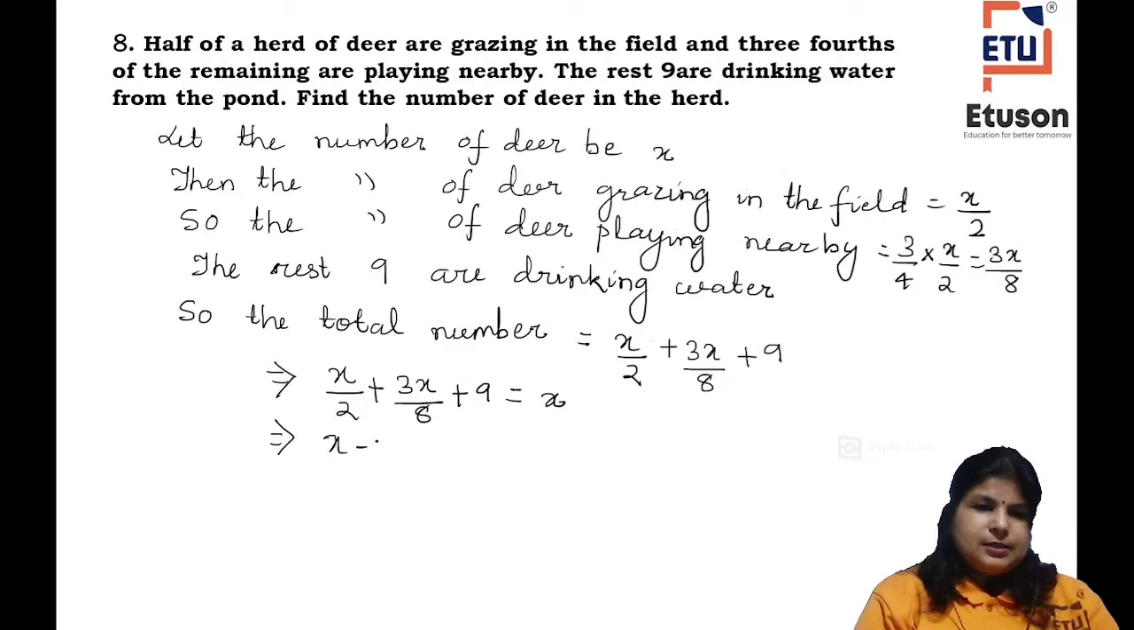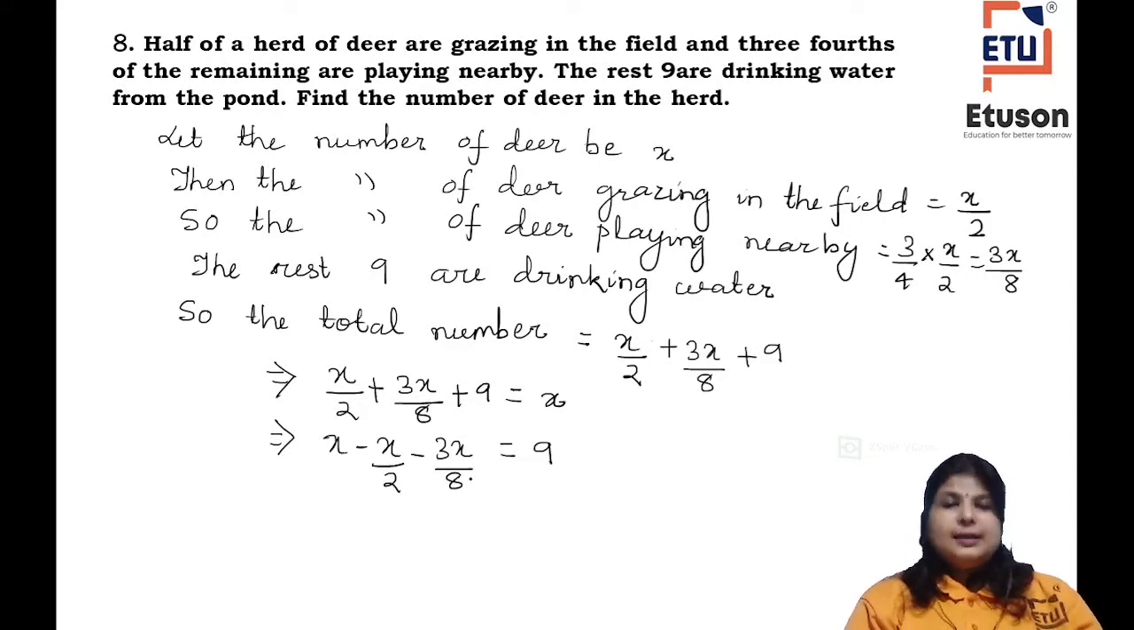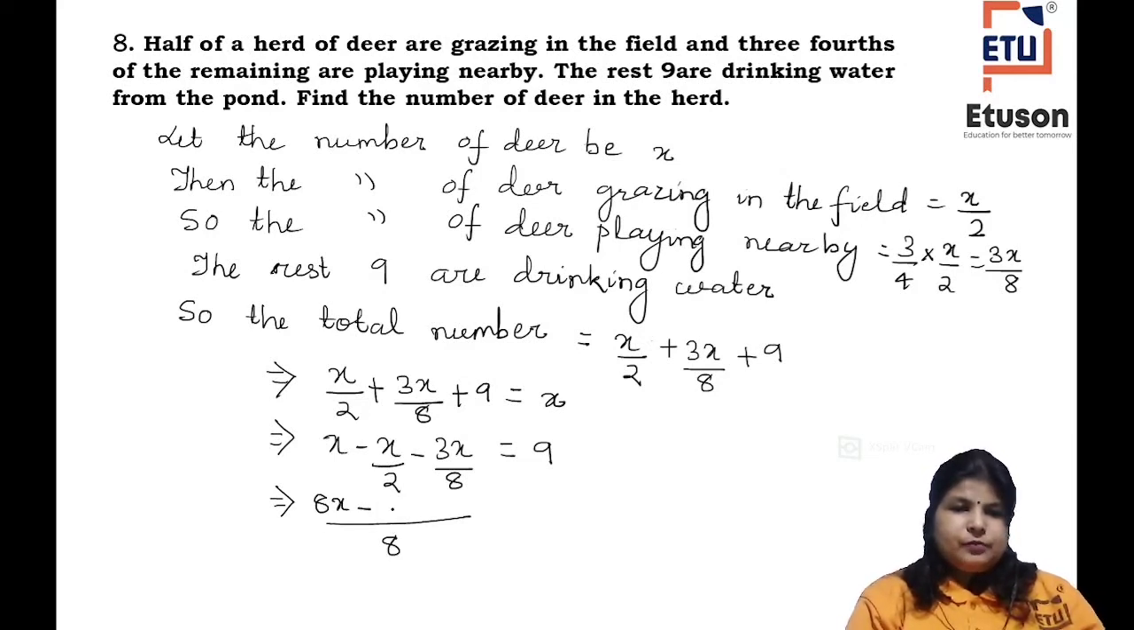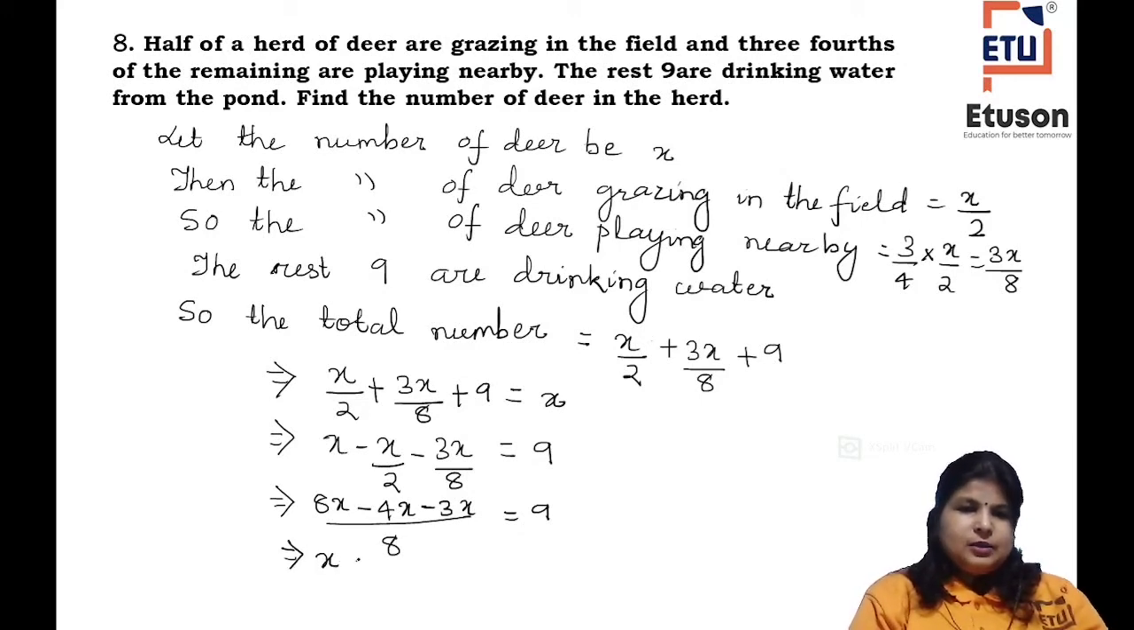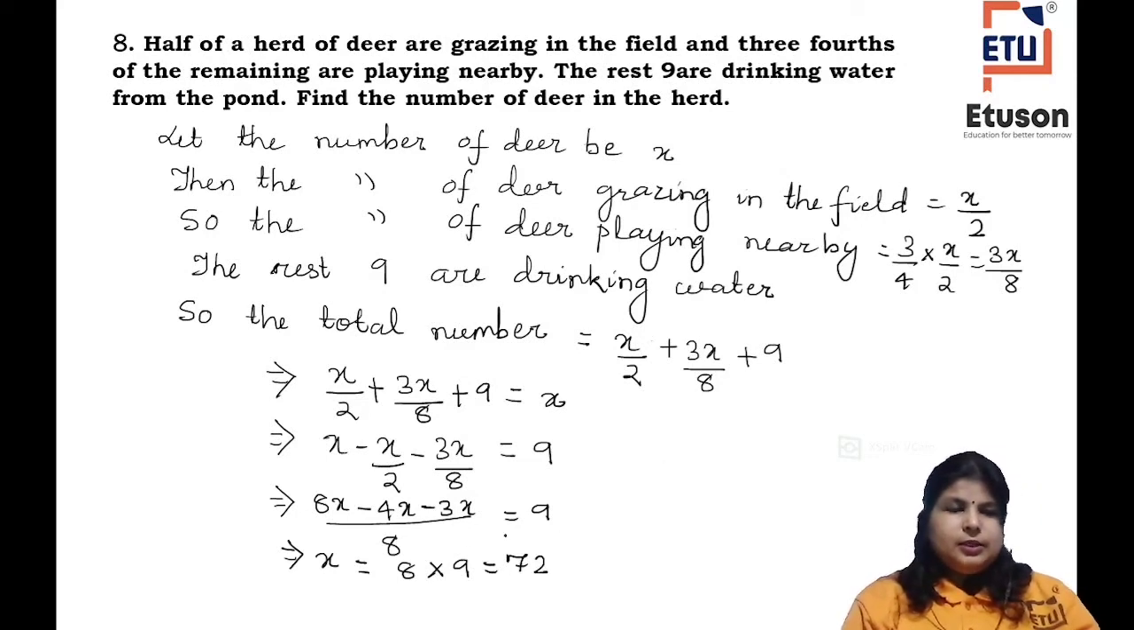So your equation is x minus x by 2 minus 3x by 8 is equal to 9. So by transposing, this positive will become negative when it goes to the other side. Correct, right? So now let us find the solution. The denominator becomes 8. So 8x minus 4x minus 3x is equal to 9. Very simple. Here x has come on top. So x is equal to 8 into 9, that is equal to 72. So the number of deer in the herd is 72.